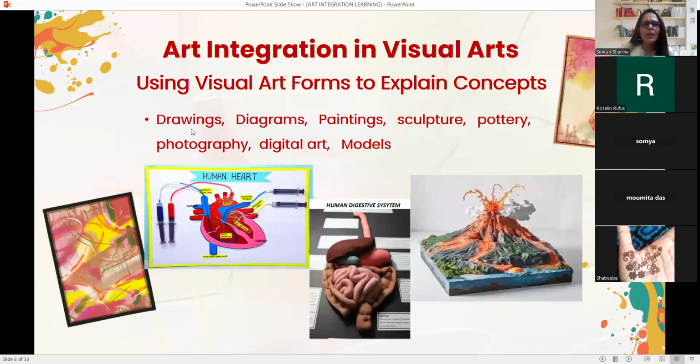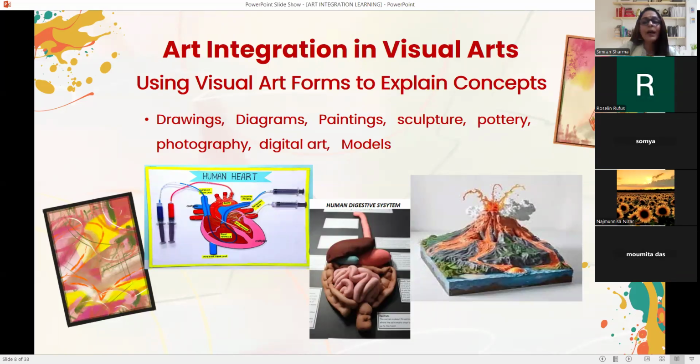What are the different modes? Drawing, diagrams, painting, sculpture, pottery, photography, digital art, and models. So if you look at the first diagram, it's a diagram of a heart. Looking at the diagram, you can easily make out this is a heart diagram and gives a very good detail of the heart. First of all, it shows that the heart is of conical shape. Look at the color pattern here.